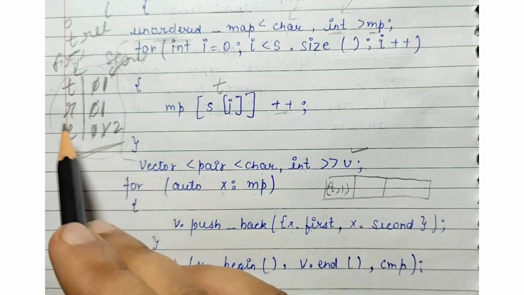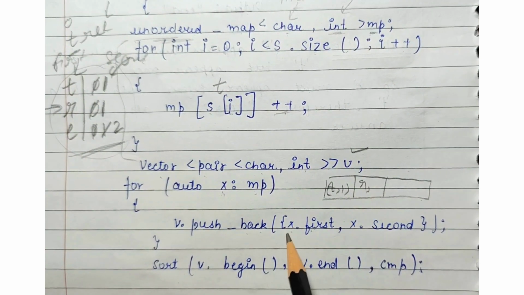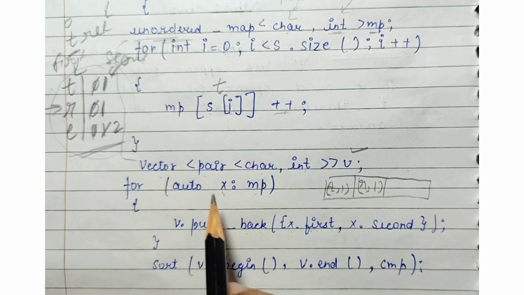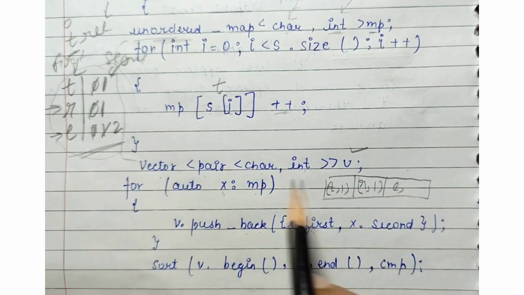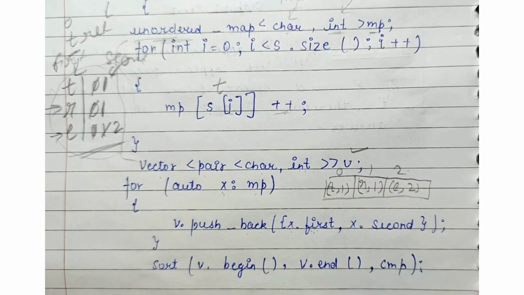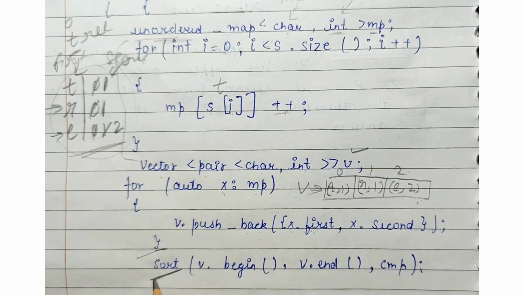After this, when we come to the second row, x dot first means r, x dot second means 1. Then when we come to the third row, x dot first is e, x dot second is 2. So in this form, at index 0, 1, 2 in the vector, these values are stored in the form of pair. After storing the elements in the vector, we have to perform the sort operation, so I call the sort function.